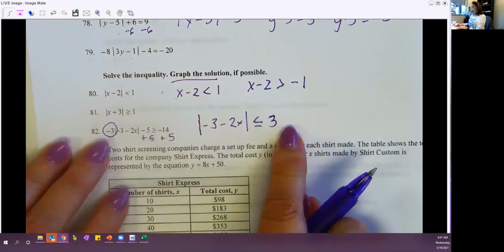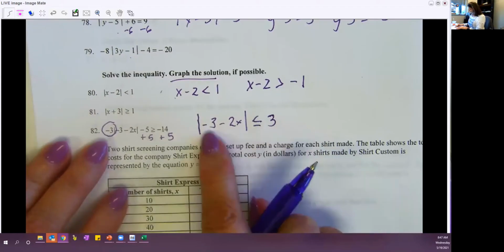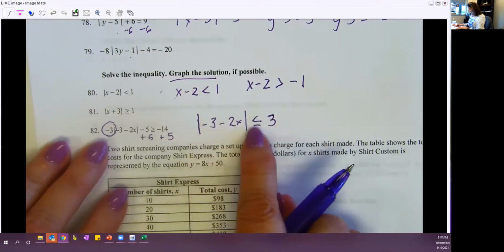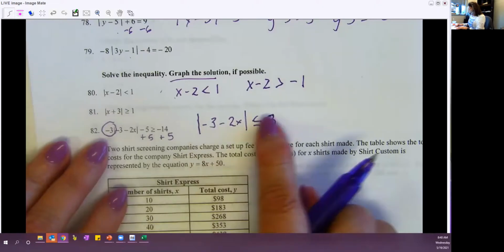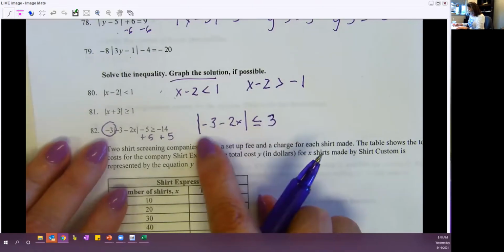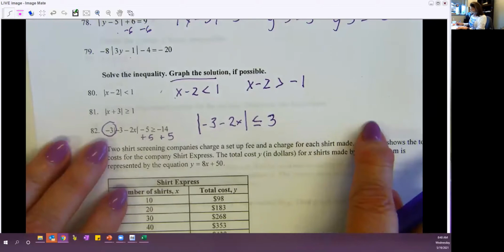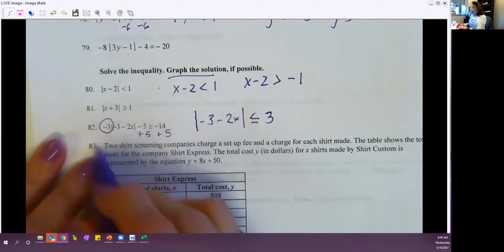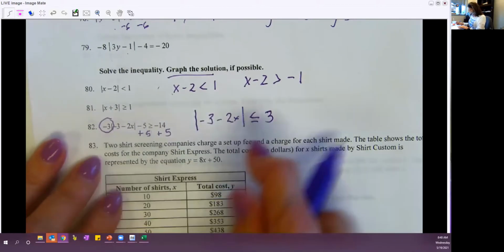Now you have to do both. Now you have to do -3 minus 2x less than or equal to 3, -3 minus 2x greater than or equal to -3. But you've got to do this algebra first so that it looks like this.